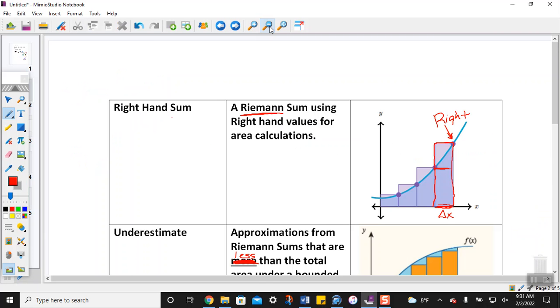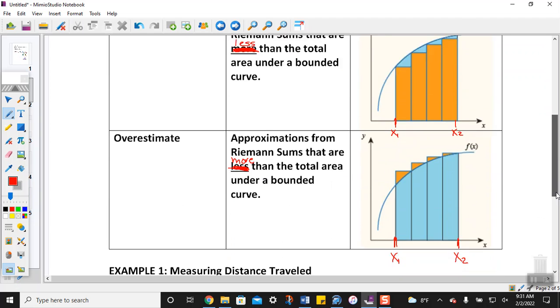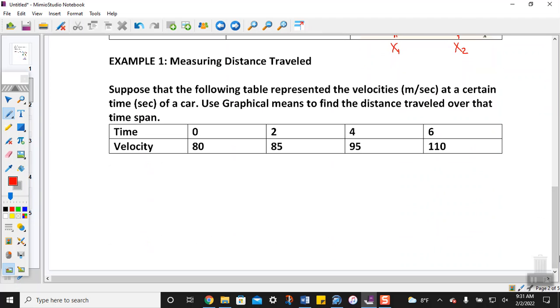So, I need to go to the next page. Okay, suppose that the following table represents the what, kids? Velocities in what? At a certain time in what? Of the car. It says use graphical measures to find the distance traveled over that time span.